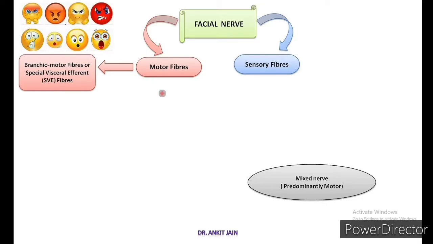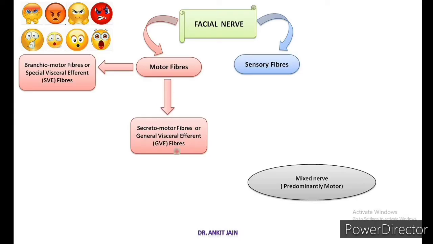Second type of motor fibers is secretomotor fibers or general visceral efferent fibers. These fibers give the parasympathetic innervation to the lacrimal gland, submandibular gland and sublingual salivary glands. Thus, these fibers induce the lacrimal gland for the secretion of tears and the submandibular and sublingual salivary glands for the secretion of saliva. Similar to the motor fibers, there are two types of sensory fibers.